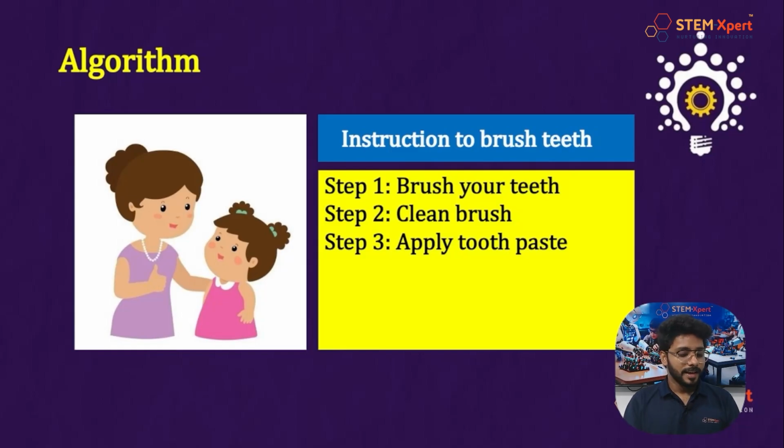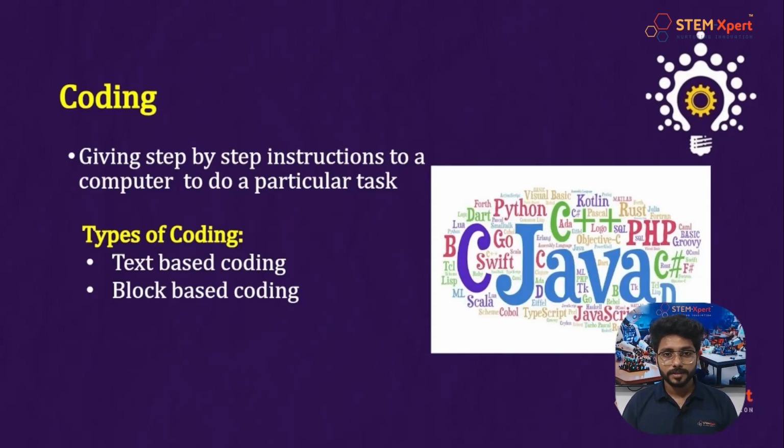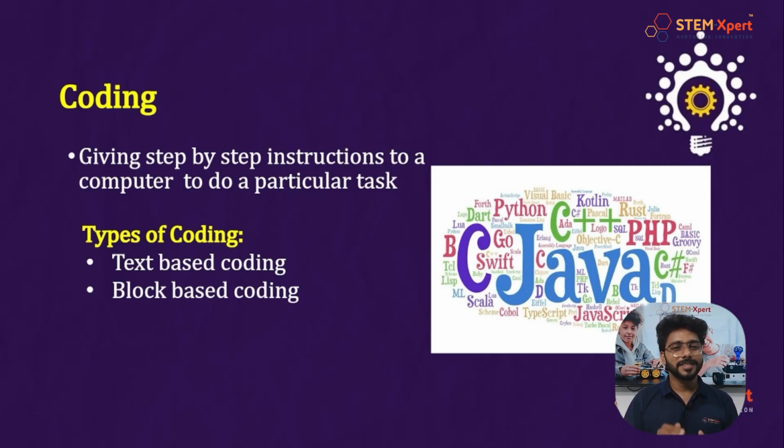Understood? Great. Now let's talk about what is coding. We talked about what is an algorithm and programming language, right? So these instructions which can be given to a computer, that is called coding. There we are providing step-by-step instructions to a computer to do a particular task. These instructions can be given to a computer by using any programming language. So what we are doing is giving instructions to a computer to do a particular task. That's what coding refers to.